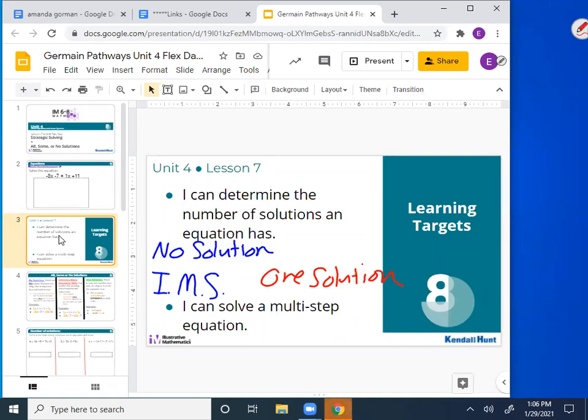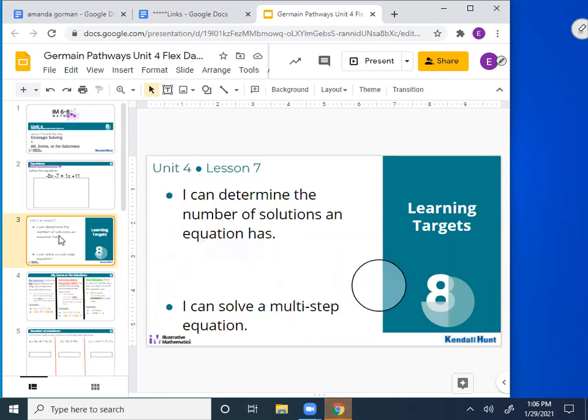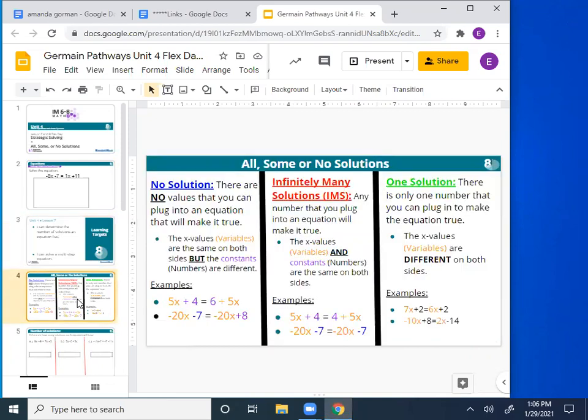Then we're going to be able to solve some multi-step equations. That means we're doing a couple things to this equation to get the x by itself. Okay, nice job on that one, guys. Let's take a look at the quick little review of our notes from yesterday. So we were talking about no solution and infinitely many solutions for the last couple days. Yesterday, we took this note sheet and we added on this concept of 1 solution, okay?